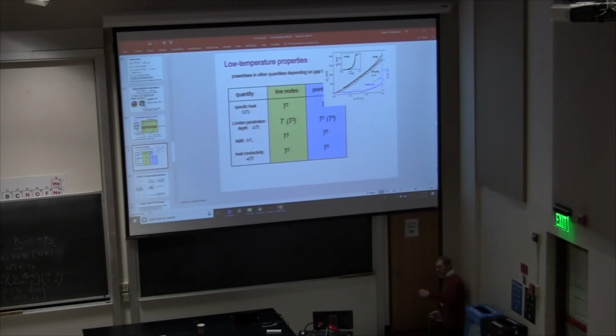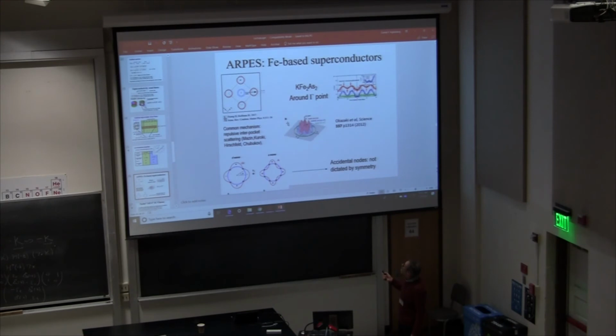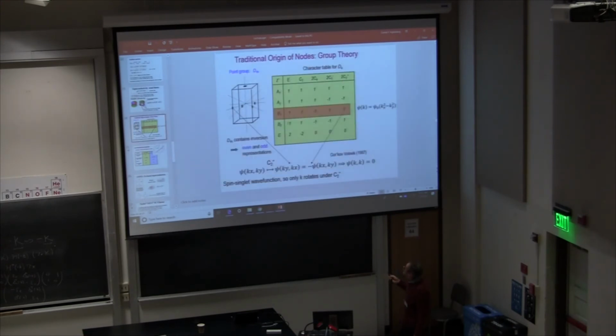Oh, yeah. Sorry, had a question? Does the other minus sign on that representation give you the other type of node then? One gives you point nodes, one gives you line nodes?